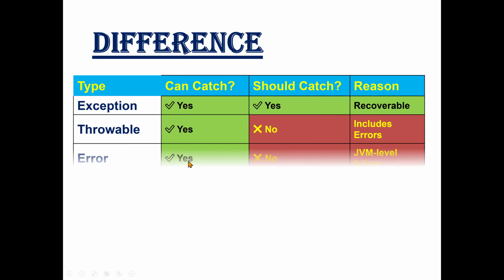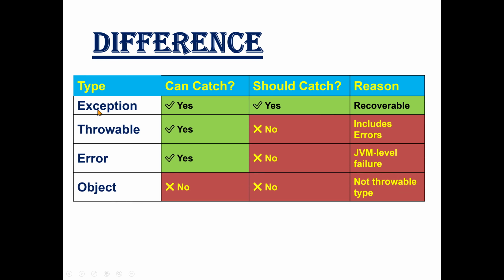Now let us see the differences in a table, so that you can catch some key points and map them in your mind. We have the classes Exception, Throwable, Error and Object. These are the parameters: can catch, should catch, and reason. Can catch means it is technically possible, should catch means whether it is recommended to do that, and reason means why it is like that.